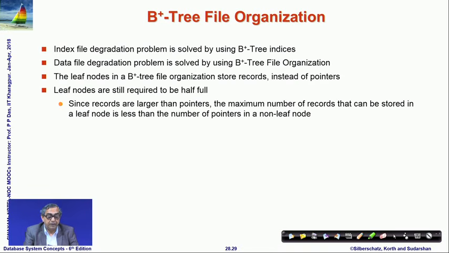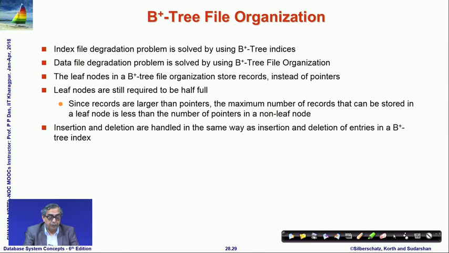So, you finally have the records there, and the leaf nodes are still required to be half full, but since records are larger, the maximum number of records that can be stored would be less than the number of pointers in a non-leaf node. Insertion and deletions are handled in the same way as in the B plus tree index file.